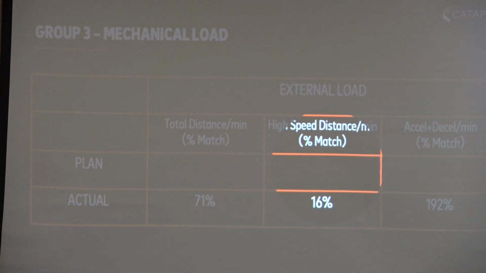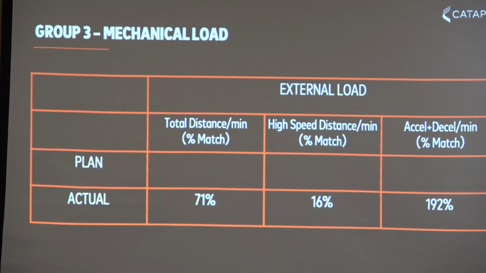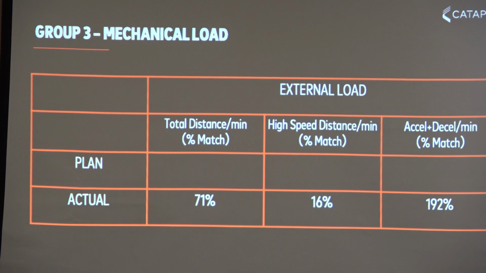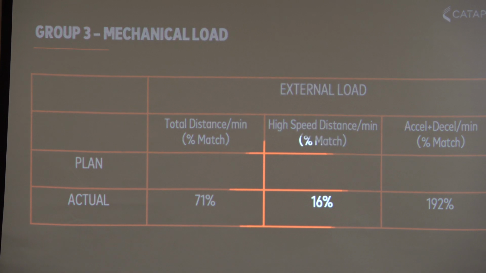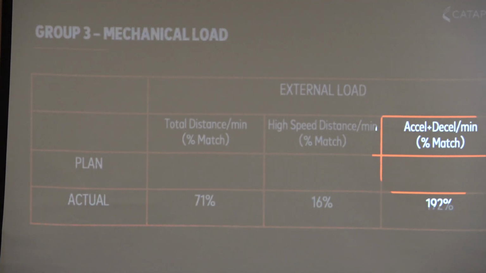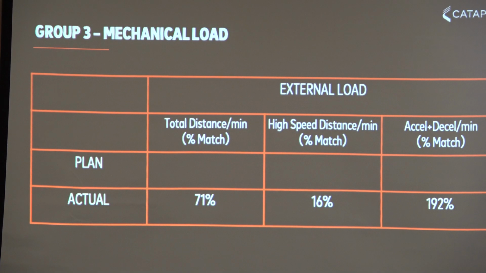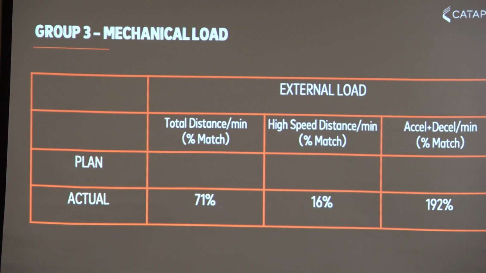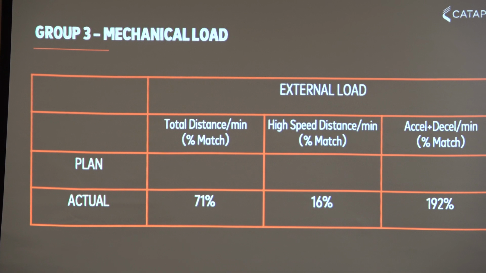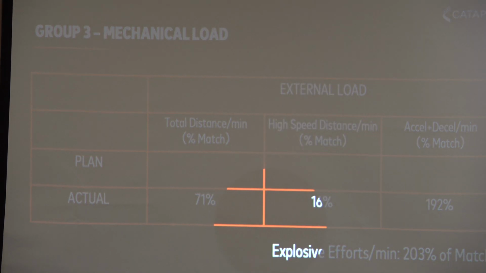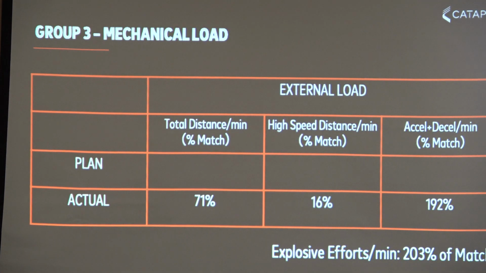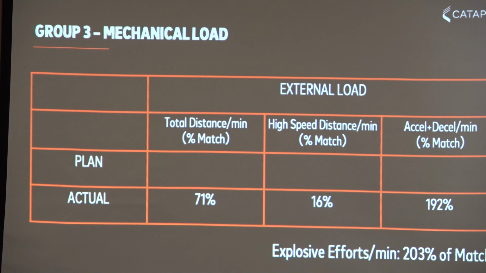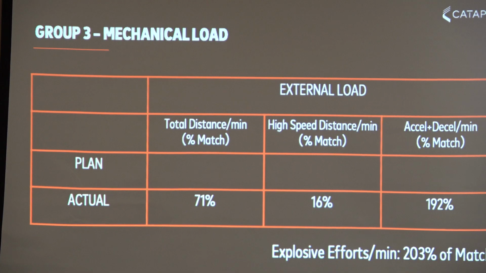High speed distance. And for accelerations and decelerations per minute, it's 190% of the match. And if you look at explosive efforts per minute, it's actually around 200%.